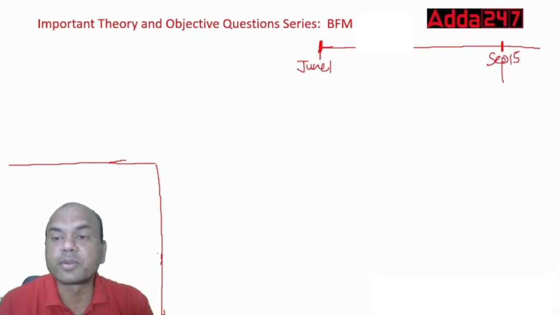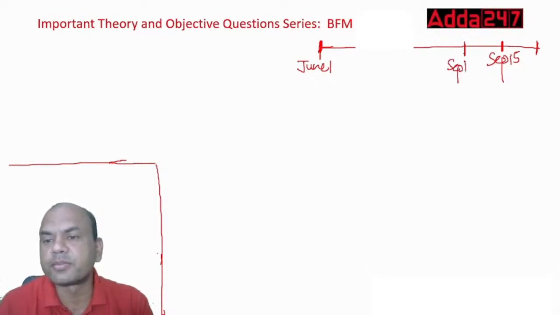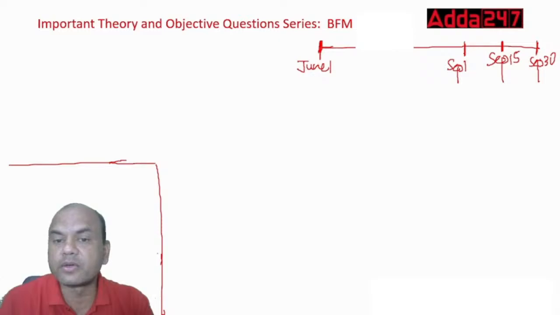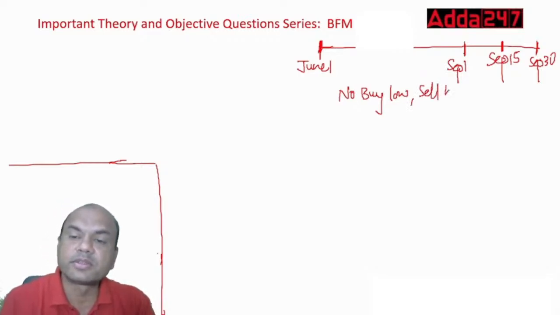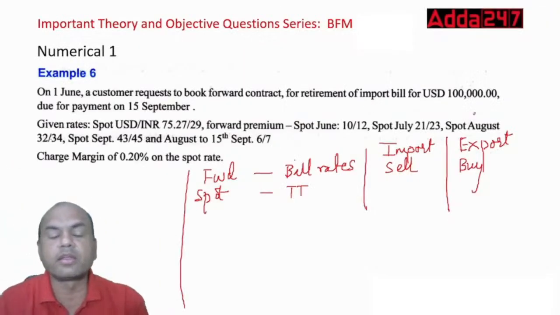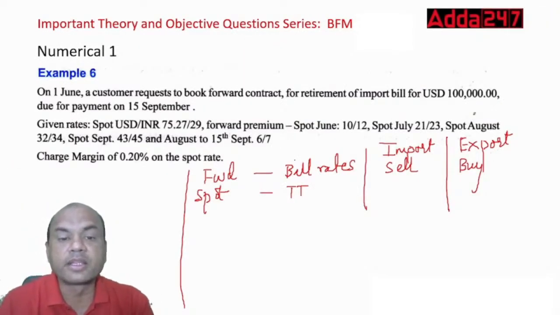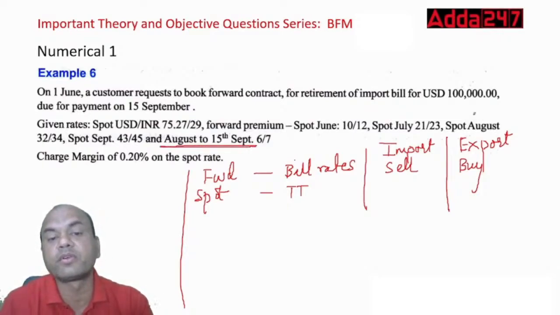Now September 15th will come in between what? September 1 and September 30th. So everyone amongst you, remember, those who have learned something like buy low, sell high, and are using it maximum, don't use it here. Why? Because the rates are already given over here. Look at this. If you look at the forward rates, the last rate given is August to 15 September. So the exact rate is available for 15 September.